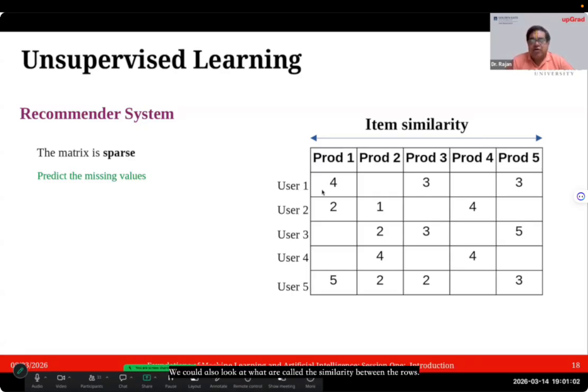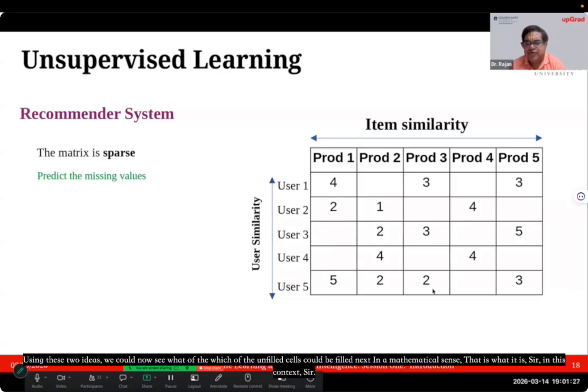We could also look at the similarity between the rows. In the retail sector, the rows are representations of the purchasing pattern of a single user. So user one's purchasing pattern is this, and so on and so forth. So we could use user similarity and item similarity, and using these two ideas, we could now see which of the unfilled cells could be filled next. In a mathematical sense, that's what it is.